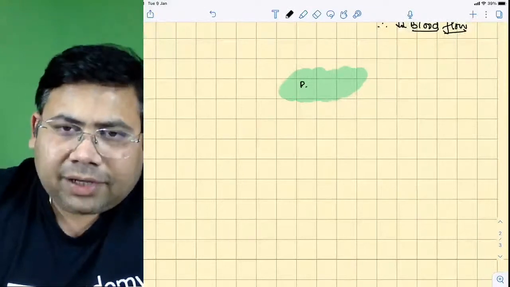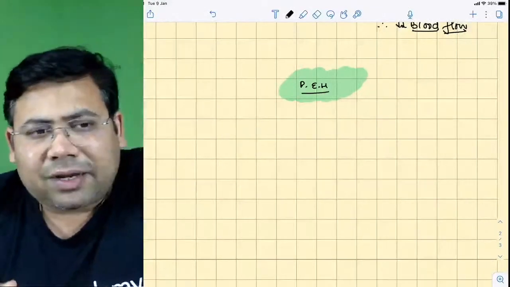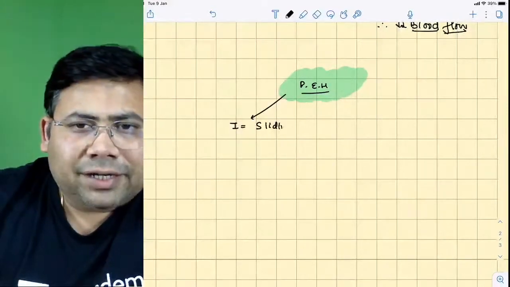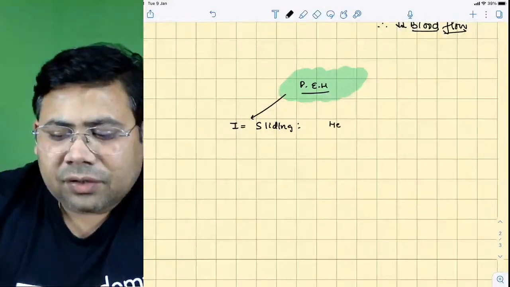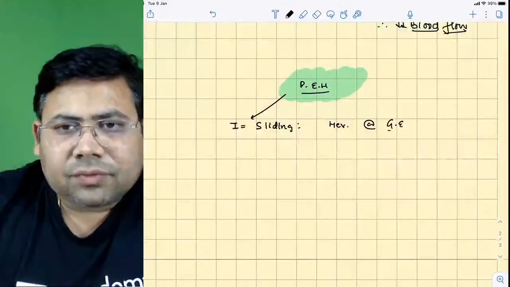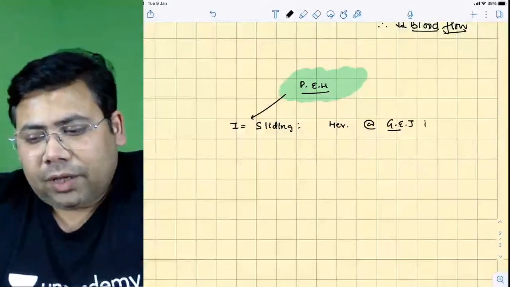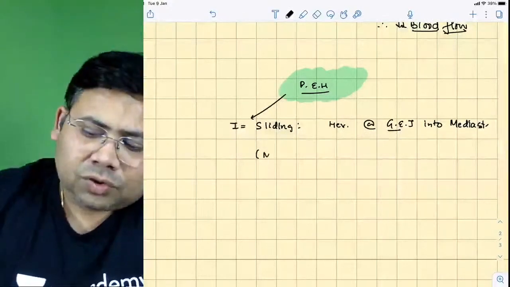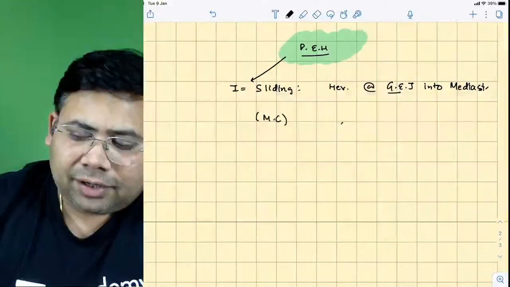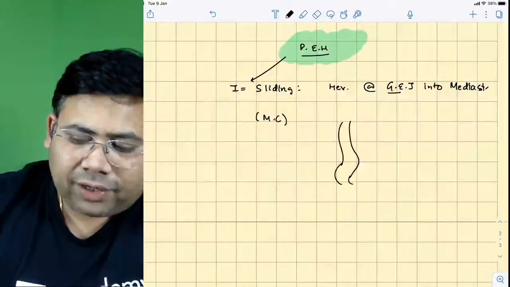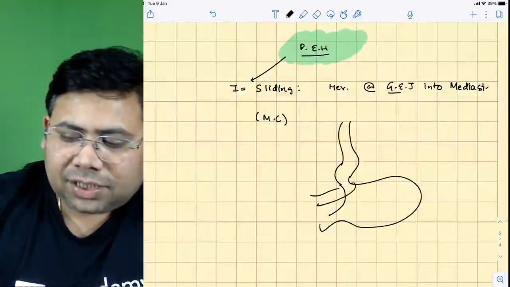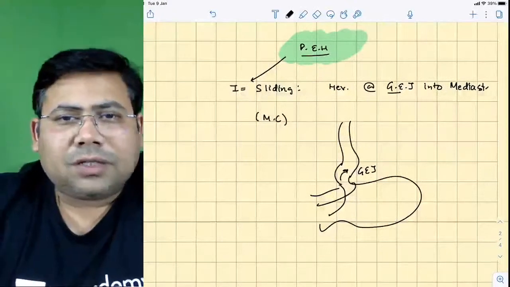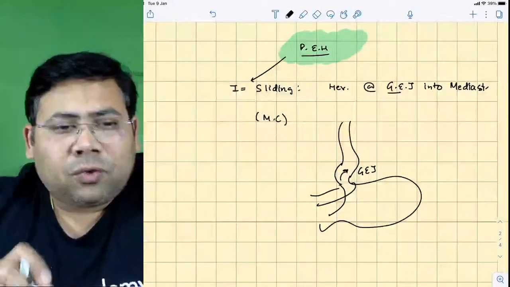So when we talk about paraesophageal hernia, what are the types? We have type 1, which is known as the sliding type. What is the sliding type? It is herniation of the GE junction into the mediastinum. This is the most common, but it is not a true paraesophageal hernia. Can you see the GE junction has migrated up? This is type 1, known as sliding.